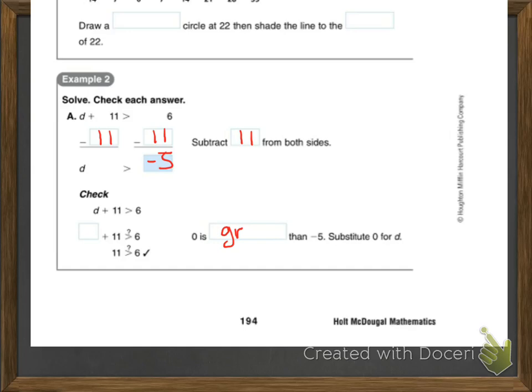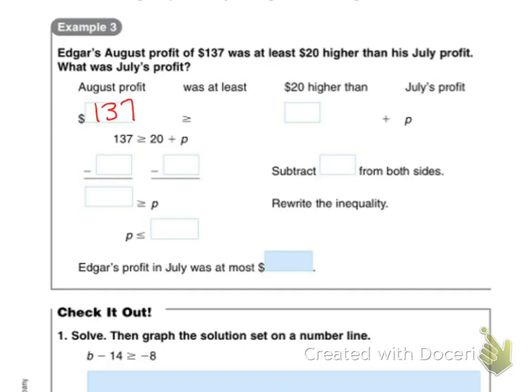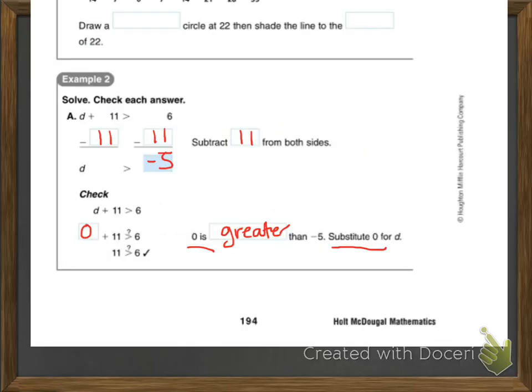So we're going to check this, and the way we're going to check an inequality is a little bit different. Because it says it's greater than negative 5, we are going to choose a number that is greater than negative 5. 0 is greater than negative 5. So we are going to substitute 0 for d. When we plug it back into our equation, 0 plus 11 is greater than 6. 0 plus 11 is just 11, and 11 is greater than 6. That is true. So d is greater than negative 5 is the correct answer.